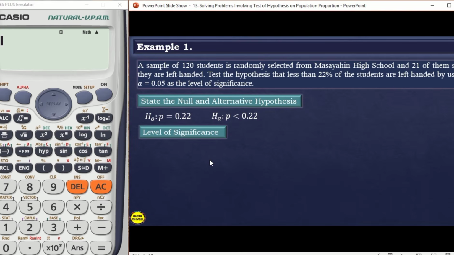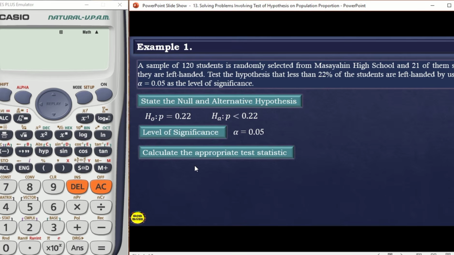After that, determine the level of significance. So makikita naman agad sa given yung level of significance, that is 0.05. Calculate the test statistic. So using the formula, but before that, kailangan natin kunin yung mga data na kakailanganin natin sa formula. So what are the given? So yung x natin is 21 and then the population proportion is 0.22, the sample size is 120.